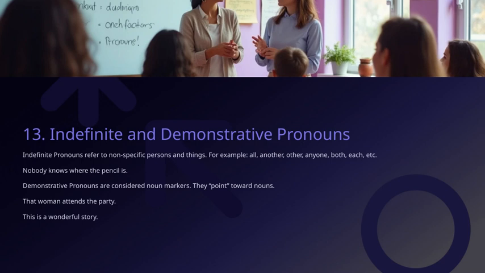Now, moving on to demonstrative pronouns. These are a bit different because they function as noun markers. They point directly towards specific nouns, helping us clarify what we're talking about. For example, when I say, "That woman attends the party," the word "that" is a demonstrative pronoun pointing to a particular woman. Similarly, in "This is a wonderful story," the word "this" points to a specific story.